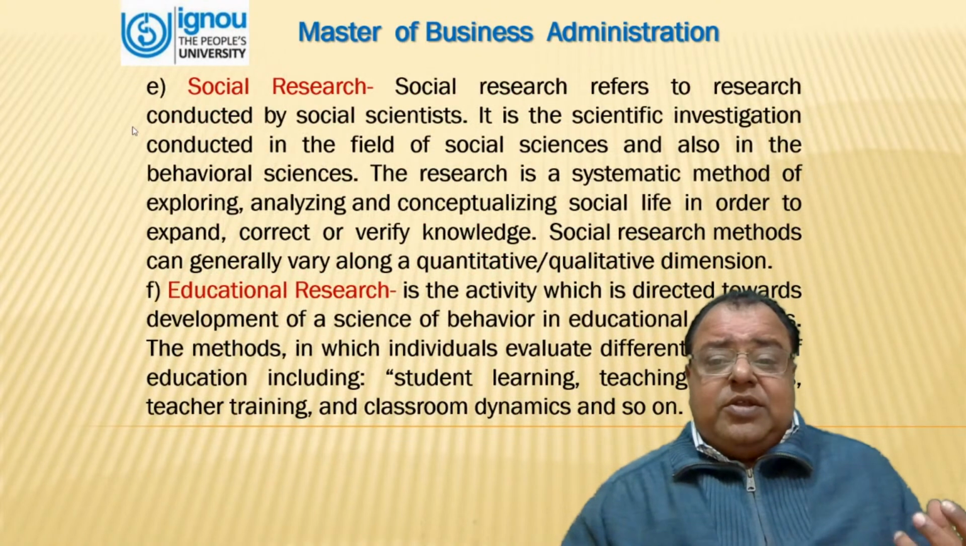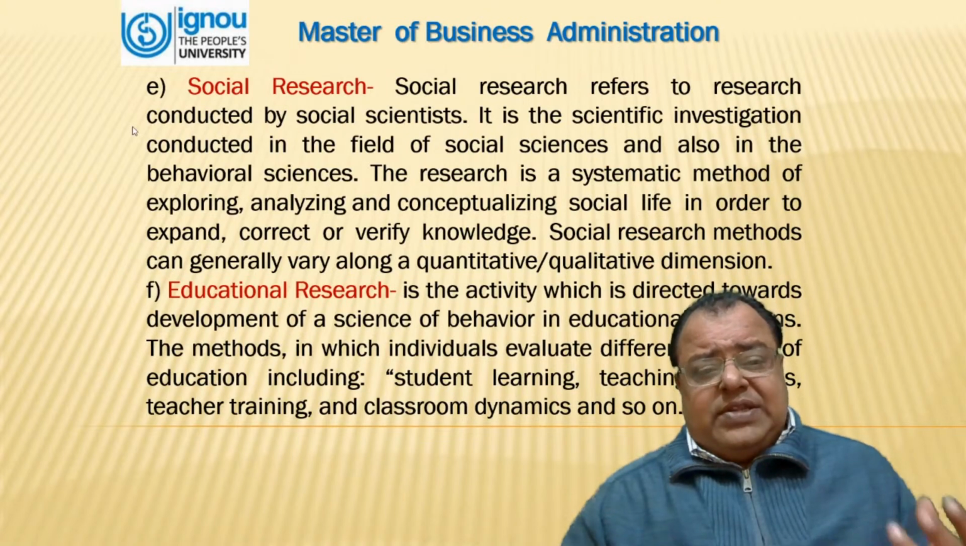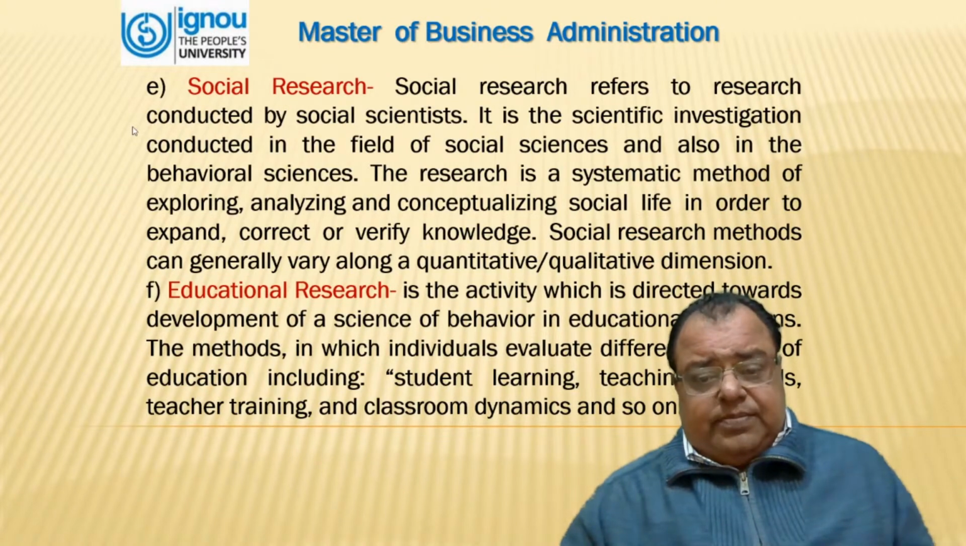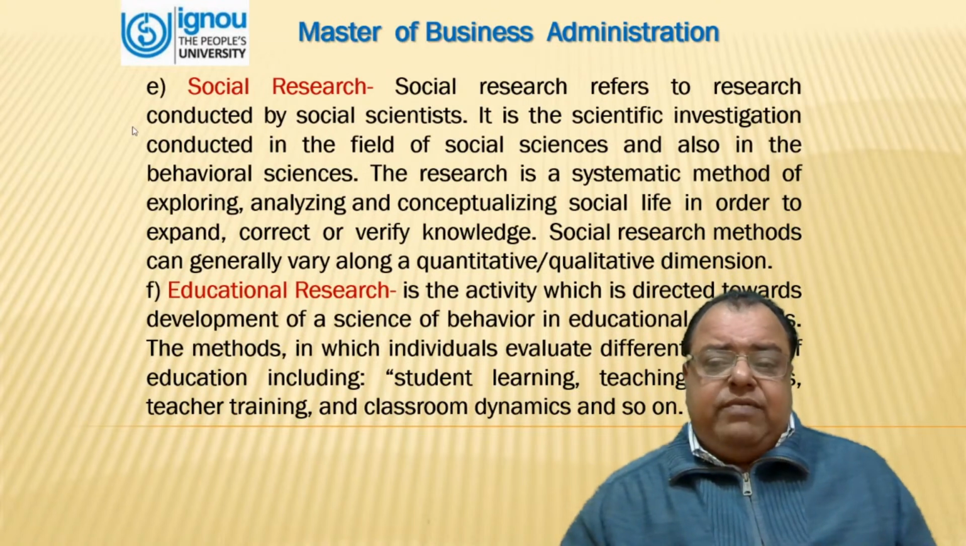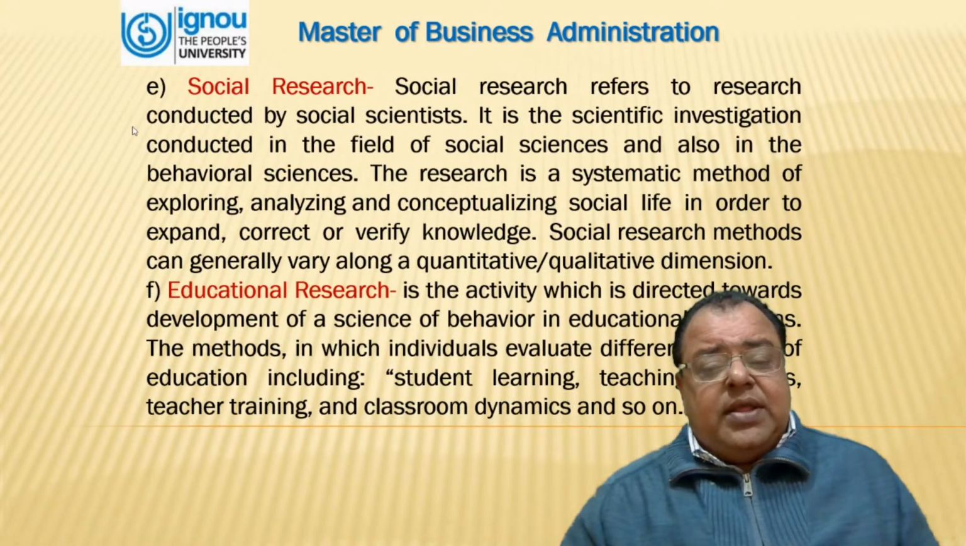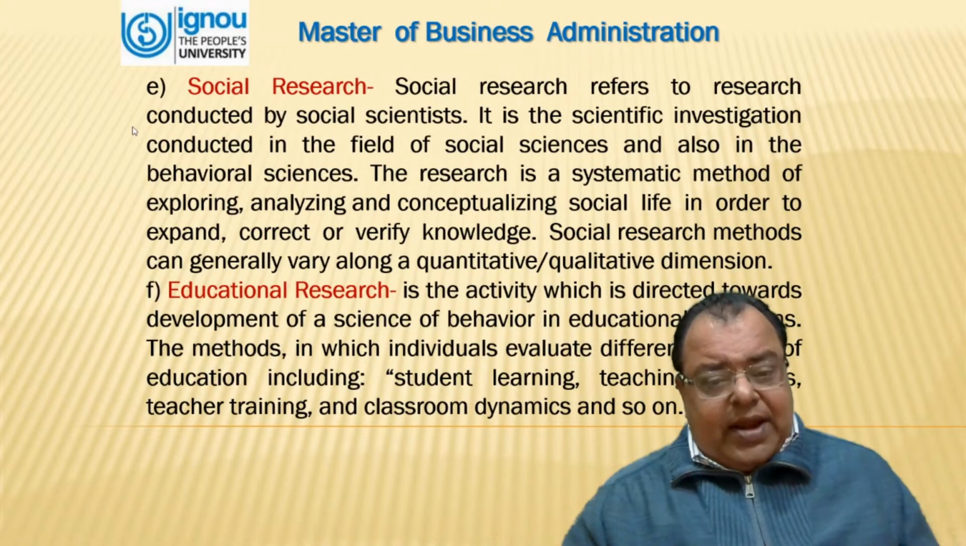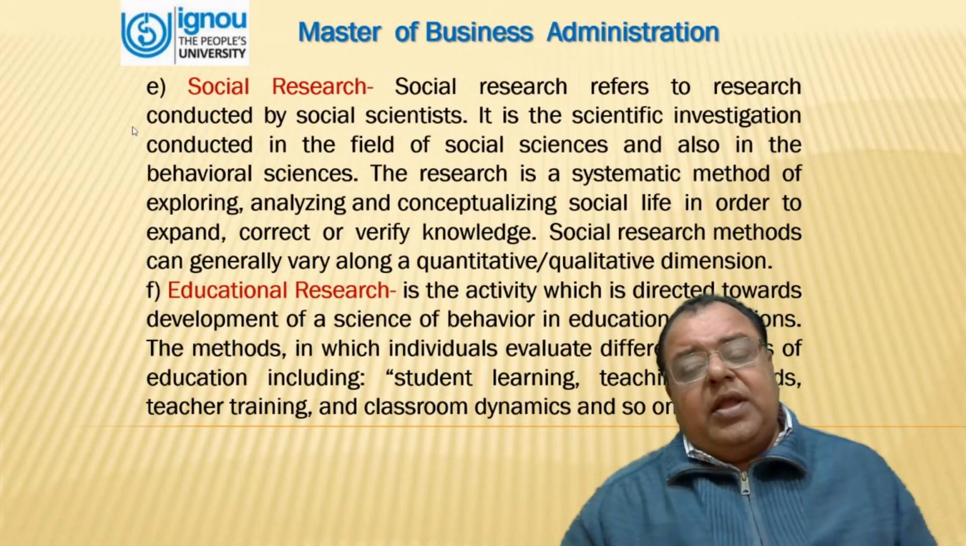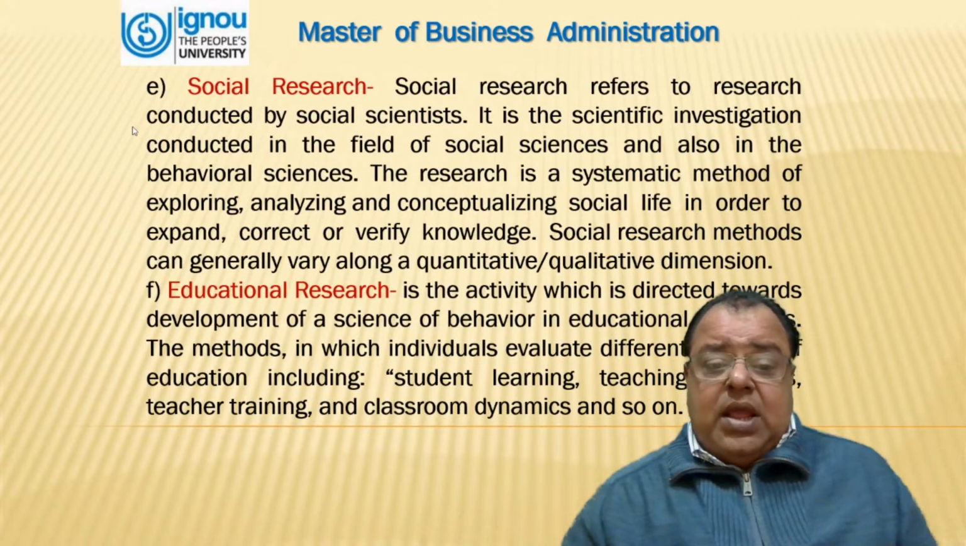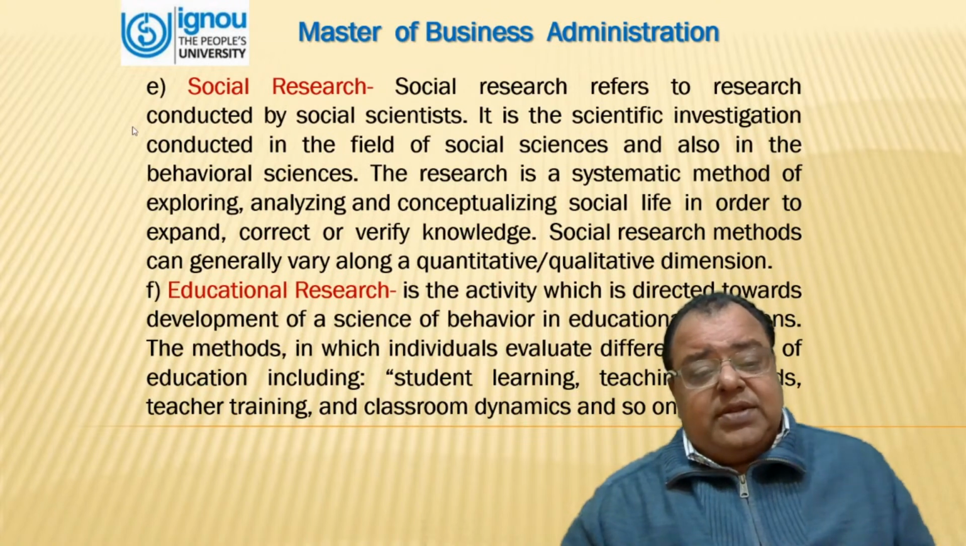Social research. Social research refers to research conducted by social scientists. It is the scientific investigation conducted in the field of social science and also in the behavioral sciences. The research is a systematic method of exploring, analyzing, and conceptualizing social life in order to expand, correct, or verify knowledge. Social research methods generally vary along quantitative or qualitative dimensions.